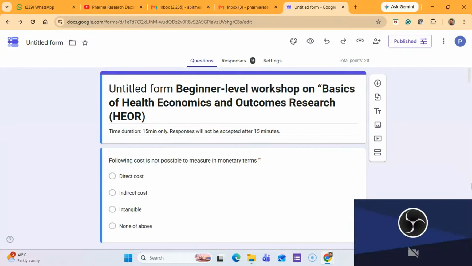Bholenath is saying very informative session, sir. Thank you so much, Bholenath. Nikki is saying the quiz was fabulous and refreshing. Thanks, Nikki. Though I revised all I have studied in this session of basics of HEOR. So thank you so much, sir, for this mindful session. Thank you, Nikki Garg, for joining, for your time. Thank you, FB Club Zero. Now we have 4 minutes more. 10 responses received so far.